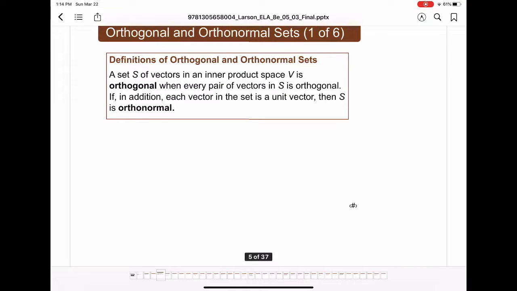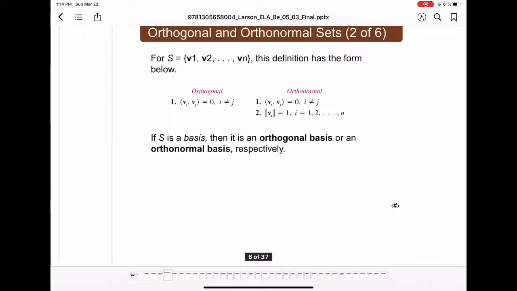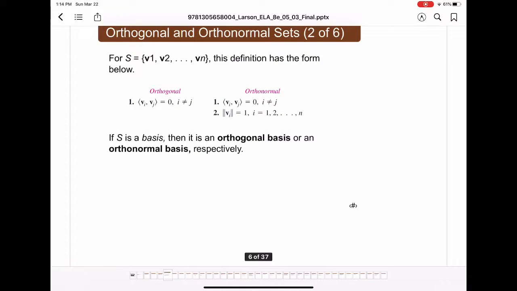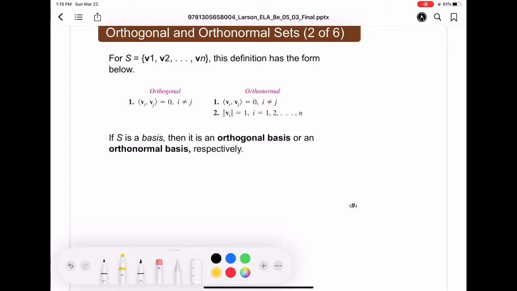And if each vector in the set is a unit vector, meaning vectors of norm 1, then S is orthonormal. I just explained that. For example, S is the set of v1, v2, ..., vn. Please forgive this, because in this case they just write the indexes: v1, v2, and vn.